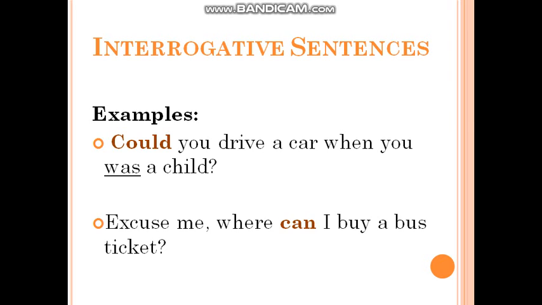The next example is, excuse me, where can I buy a bus ticket? As it's a dialogue, it's present time, a person is talking to someone, so it's obvious that it's present time. Excuse me, where can I buy a bus ticket? After WH words, like where, we are using the helping verb first in interrogative sentences. So here the sentence becomes, where can I buy a bus ticket?